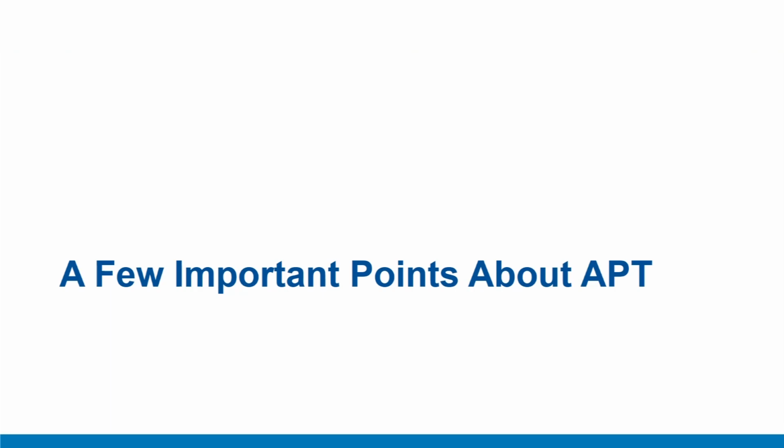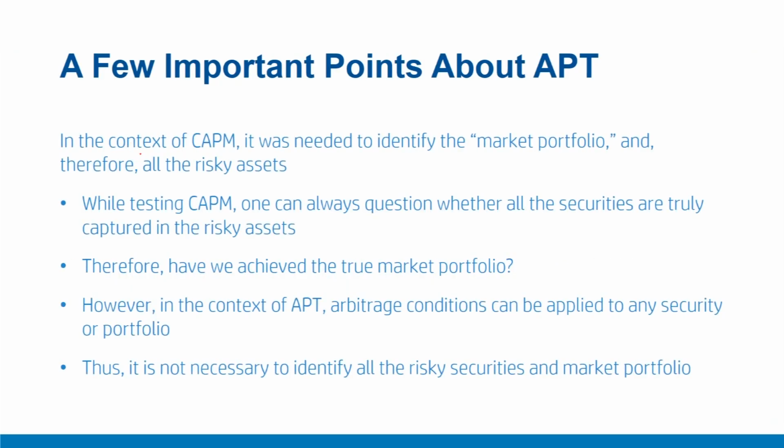In this video, we'll talk about some interesting and contrasting aspects about APT that differentiate it from other asset pricing models such as CAPM. In the context of CAPM, we need to identify the market portfolio, and identification of the market portfolio requires identification of all the risky assets that comprise it. While testing CAPM, one can always come back and question whether all those securities are truly captured in this risky asset set. That means, have we identified all the risky assets? This is a critical question and a difficult one at that. So, have we truly constructed the market portfolio? This question needs to be answered while working with CAPM.